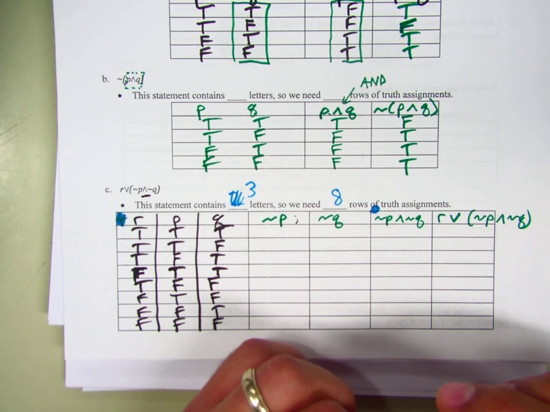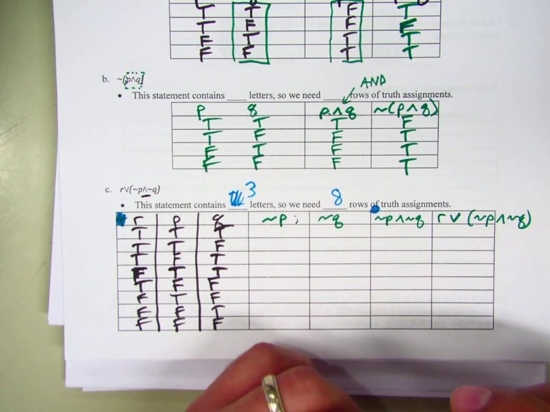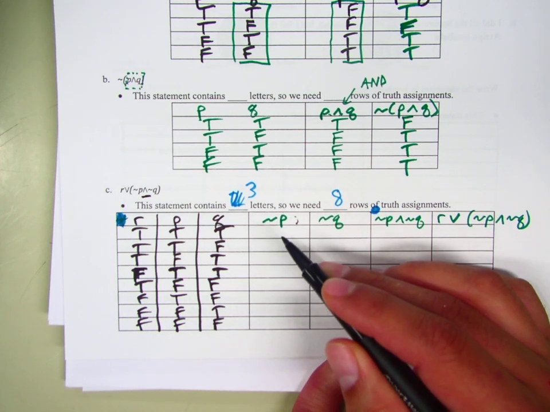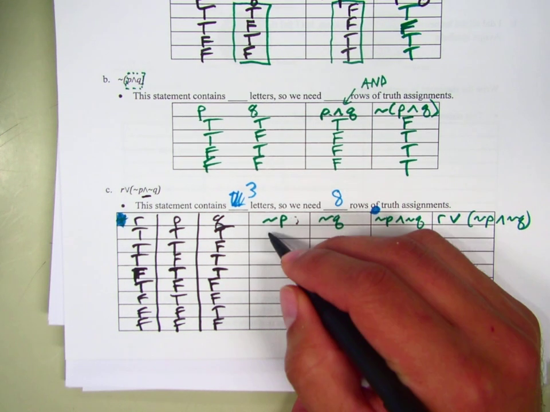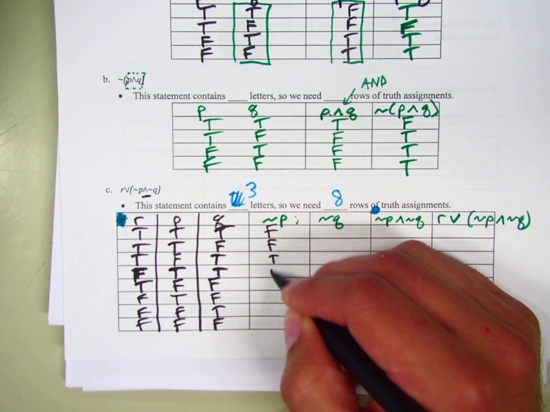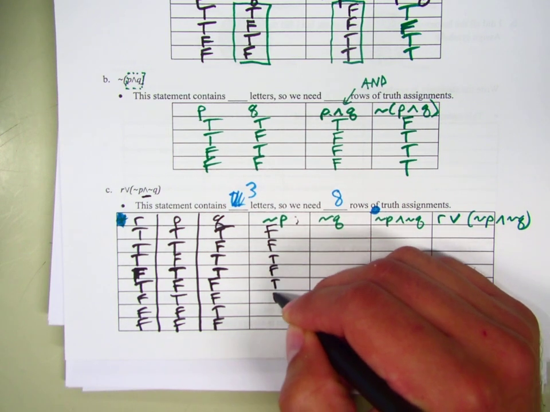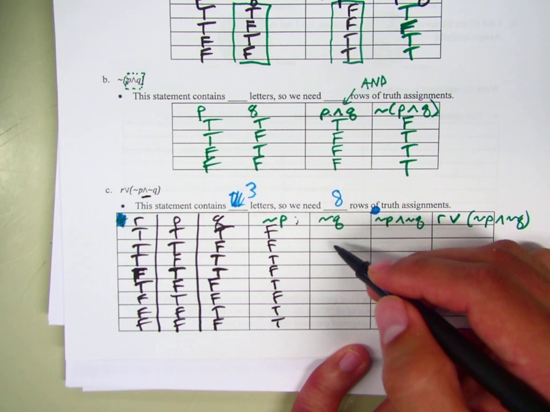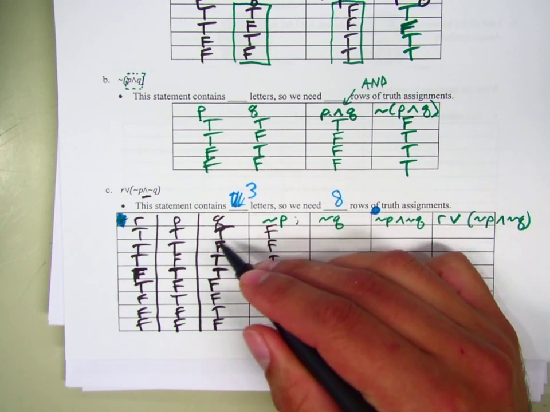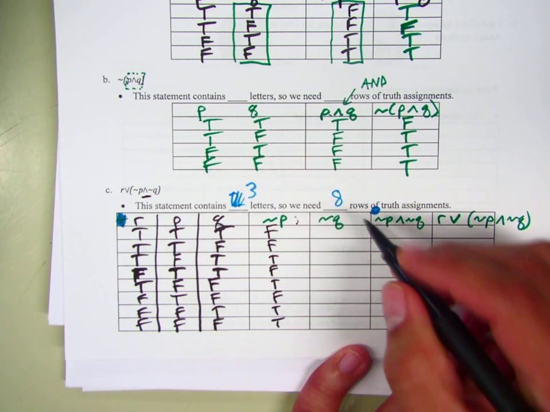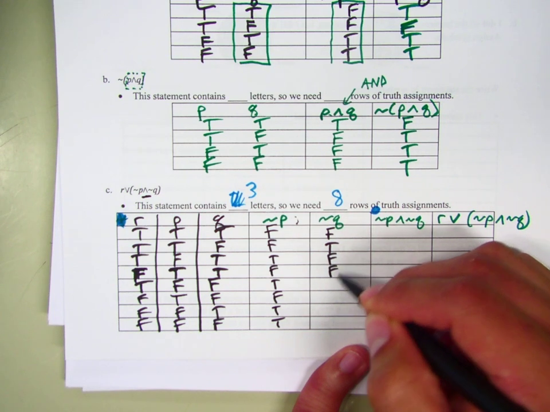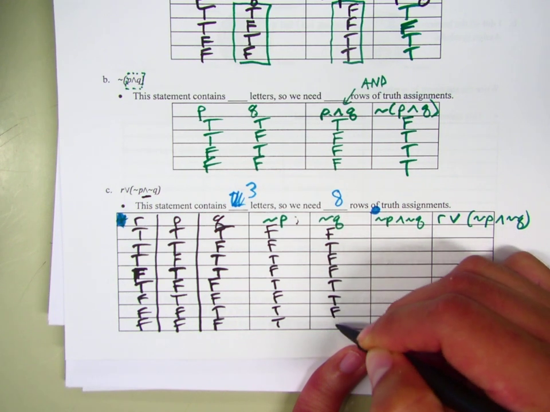All right, I'm going to start going through this. You guys tell me, what should the negation of P, that column, what should that look like? False, false, true, false, true, true, false, true. Everybody agree? Yes. These are pretty easy, right? Negation of Q, just flip everything in the Q column. So false, true, false, false, true, true, false, true.